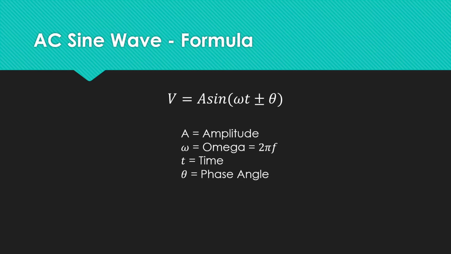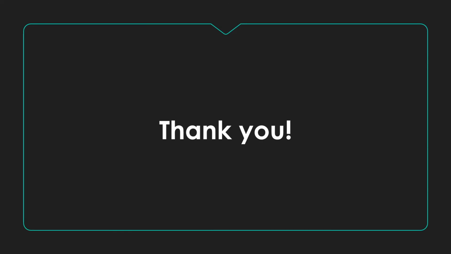A represents the amplitude of the wave, and that weird W is omega, which can be calculated by 2 pi multiplied by the frequency. T stands for time, and theta for the phase angle of the wave. And that's it, the basics of an AC sine wave. Now have fun on your electrical journey.